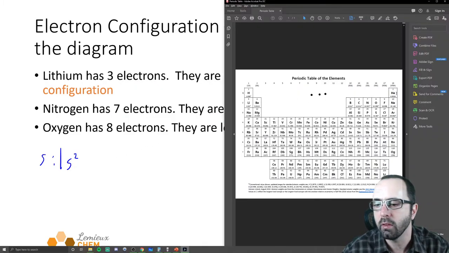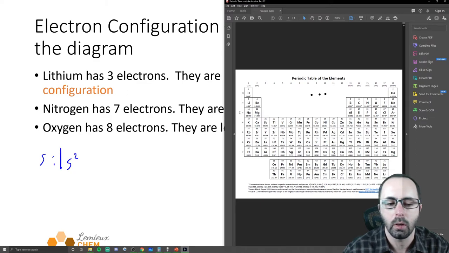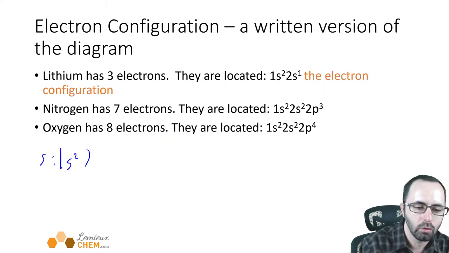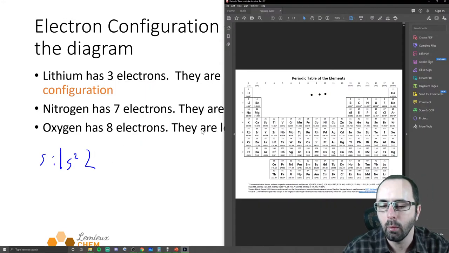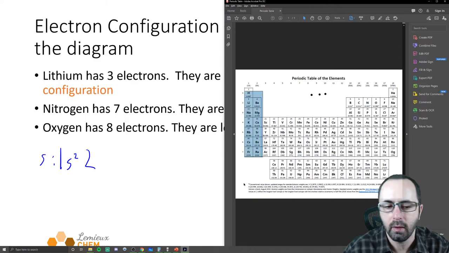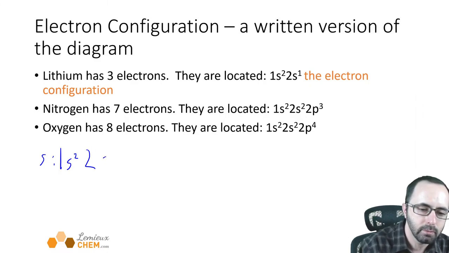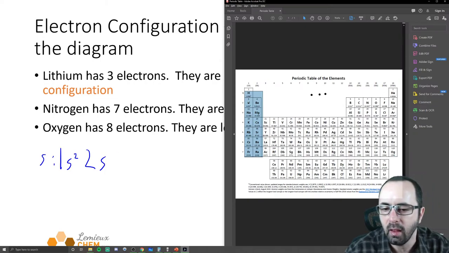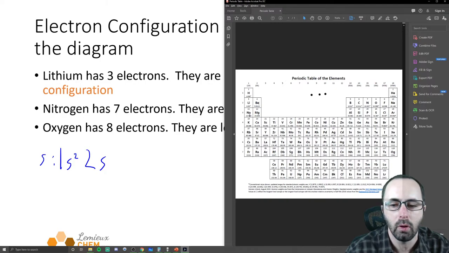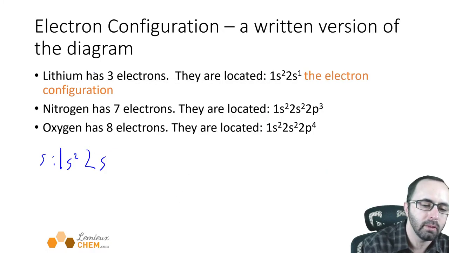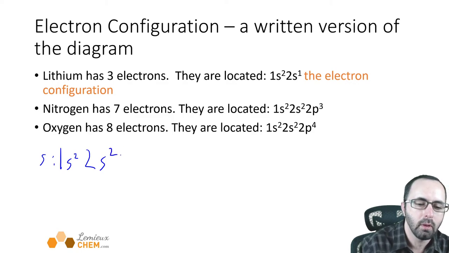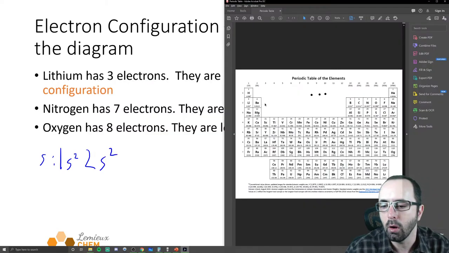Next, we're done with the first row. The first row is only 2 across. So now we're in the second row, so we're going to write 2. And then we're going to write S, since we're in this area. This area right here is the S area. Then we're going to count our way across the S area. 1 for lithium, 2 for beryllium. So 2 spaces. 2.